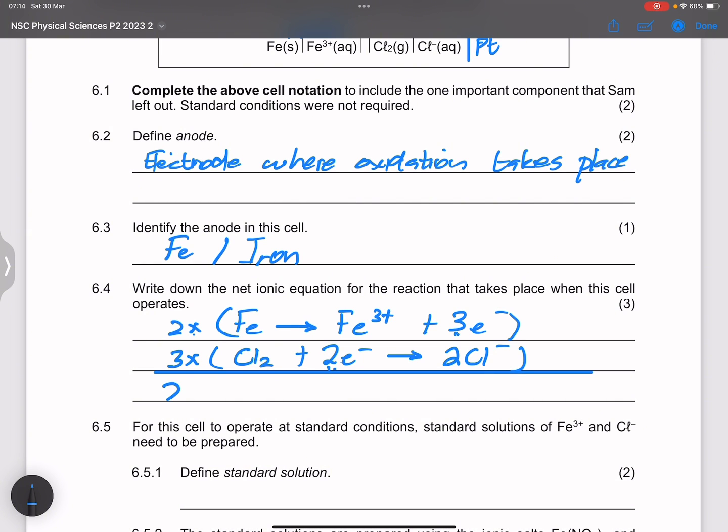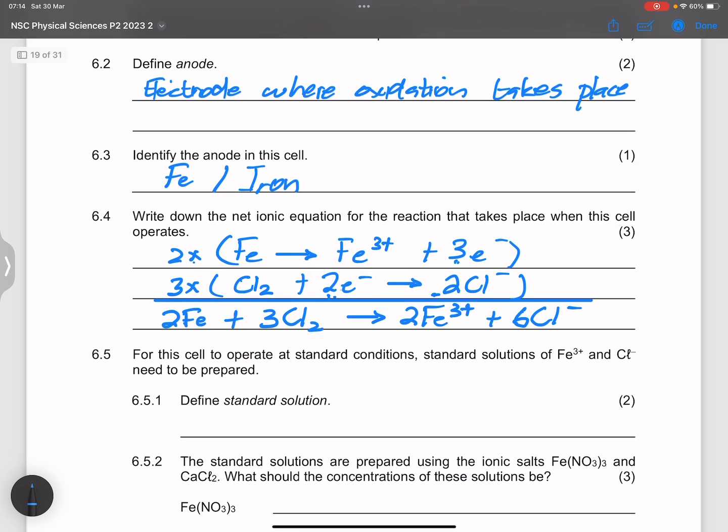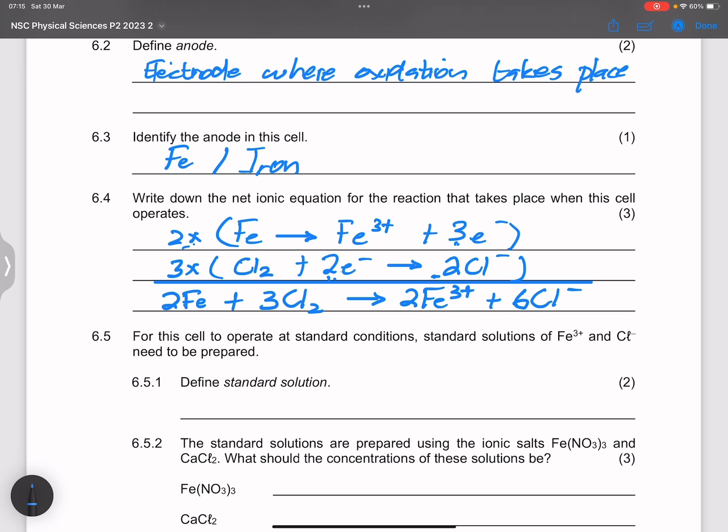So I end up with 2Fe plus 3Cl2, which would give me 2Fe3 plus, now note this one was 2 already, so that would be 6Cl minus. So that is the net ionic reaction. What you can do is just multiply the 2 throughout and multiply the 3, so that you can get that. I hope that makes sense.